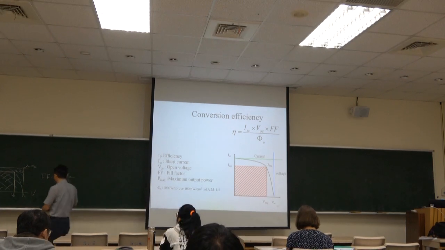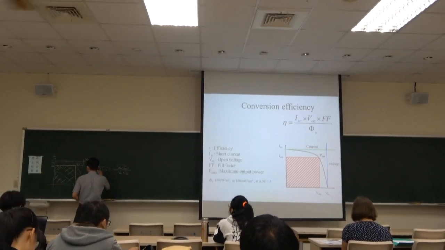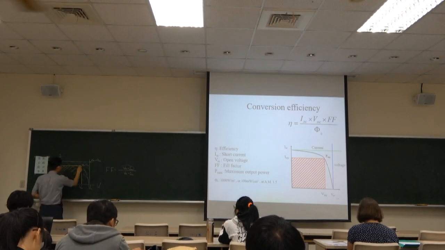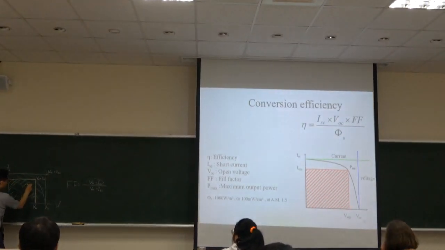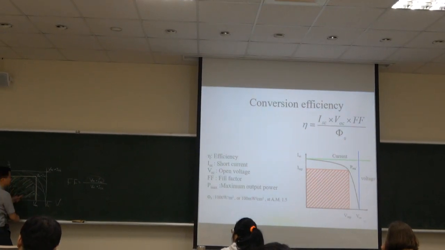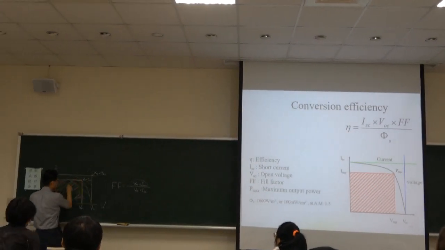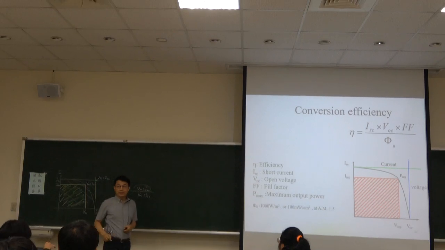Clear factor is the small area, this green area, divided by the blue area. Okay, this is the clear factor.